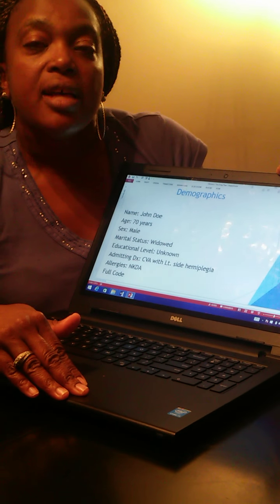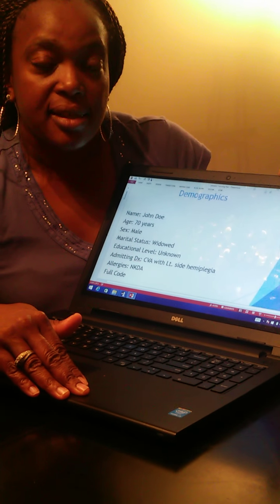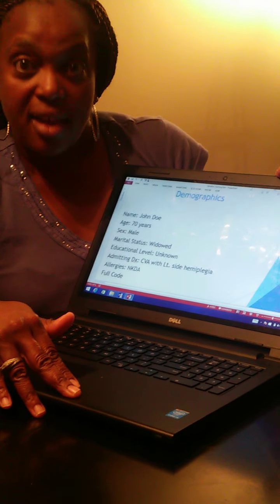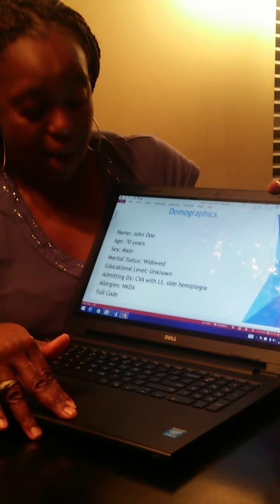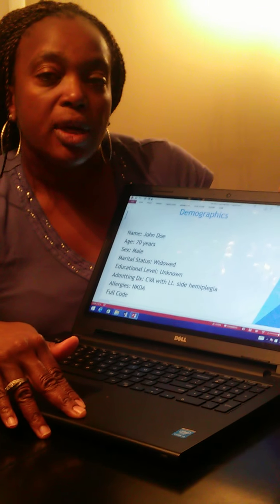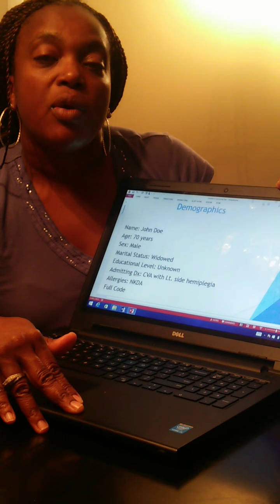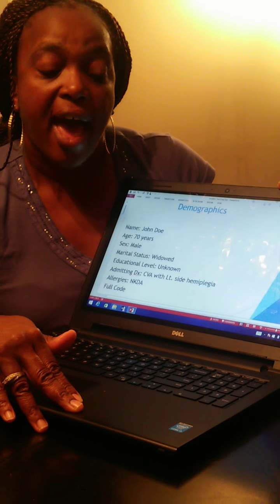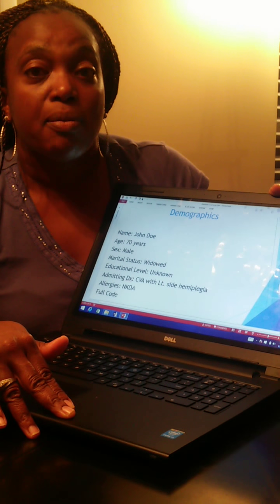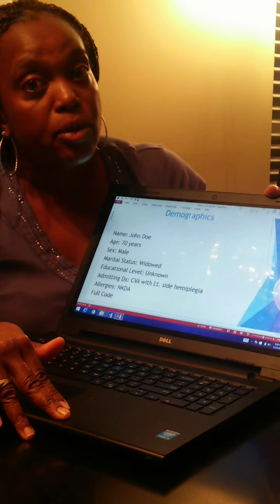He does have some medical compromising diseases, or I should say one disease. He has a CVA with left-sided paralysis. He has no known drug allergies, but what's most important here is that he is a full code. And when we have clientele or patients that have full code statuses, we are expected to assure that they have the best quality of life that we are able to provide for them.